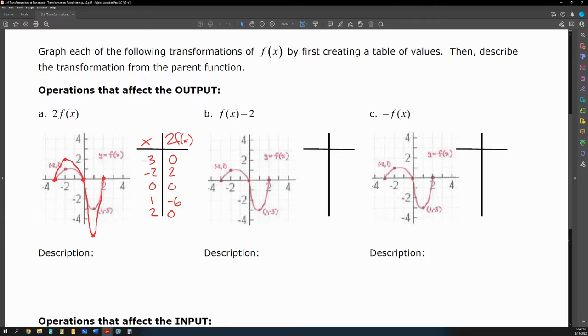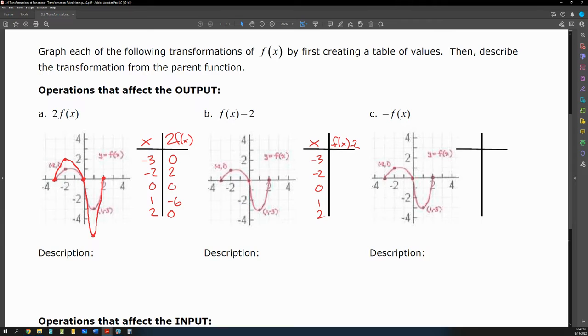For b, here we have f of x minus 2. So let's make our table of values. We have f of x and then minus 2. So we're taking all of our function outputs and we're subtracting 2. All of our inputs, again, are unchanged. So we have -3, -2, 0, 1, and 2. But then all of our function outputs, we subtract 2.